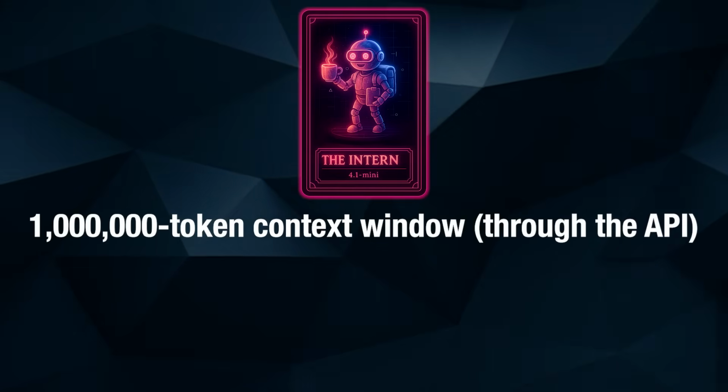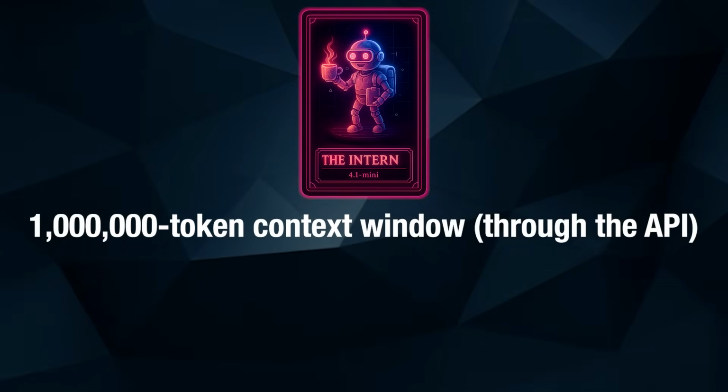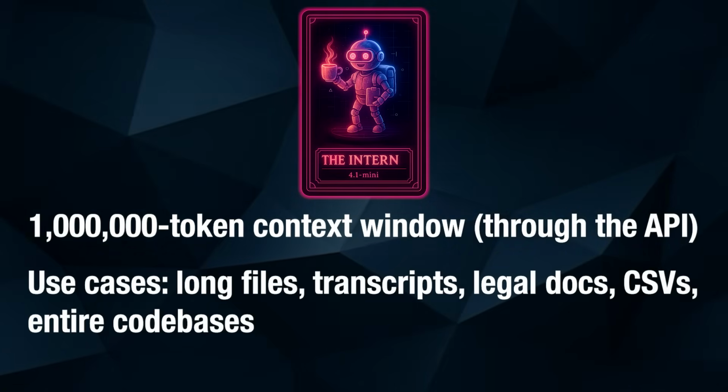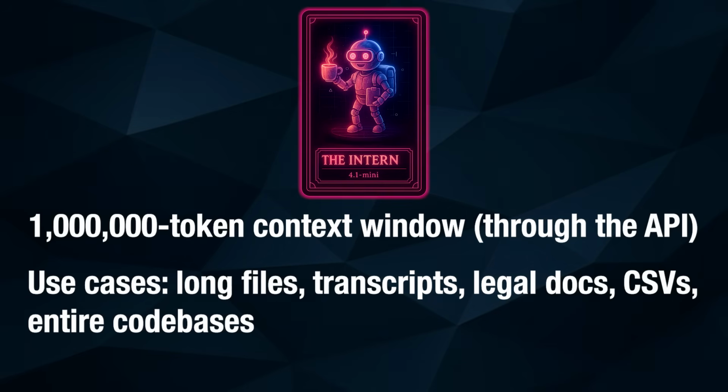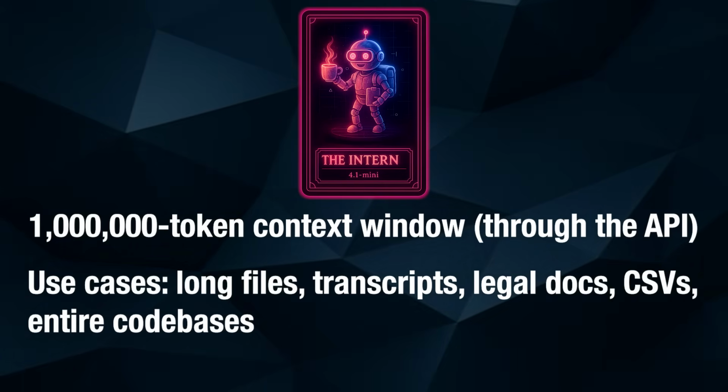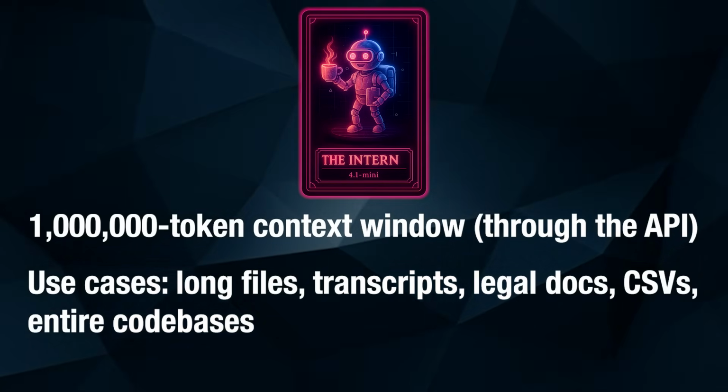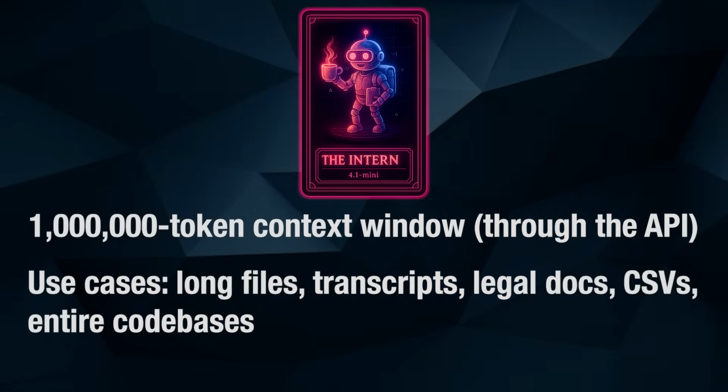4.1 Mini, the Intern, is like a junior version of 4.1. Same type of behavior, just faster, cheaper, and a little rougher around the edges. It still supports that million token context window through the API. That makes it incredibly useful for working with long files, transcripts, legal docs, CSVs, entire code bases, but the outputs won't be quite as polished or reliable as full 4.1.